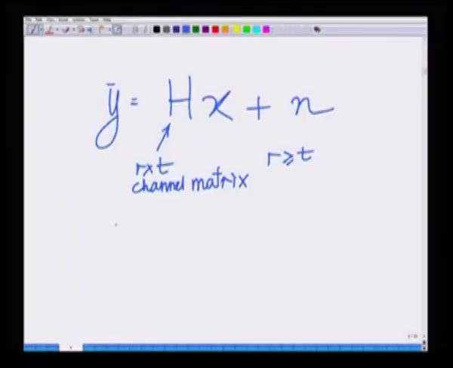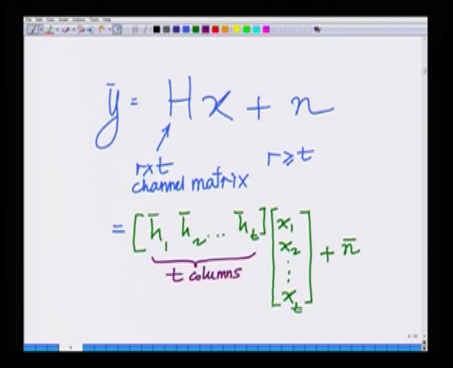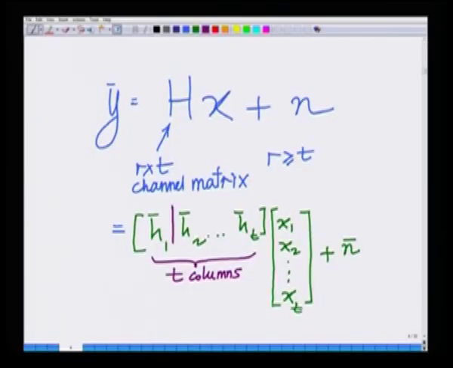Now what I am going to further do is write this to illustrate its column structure: H1 bar, H2 bar, up to HT bar, multiplied by X1, X2, up to XT, plus n bar, where these are the T columns. Remember, we are considering an R cross T MIMO channel matrix, so it has T columns. I am denoting them by H1 bar, H2 bar, so on up to HT bar. In fact, these are the T columns of the matrix, and X1, X2, XT are the T symbols.